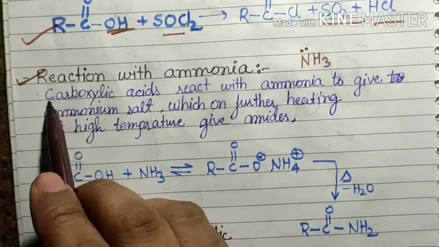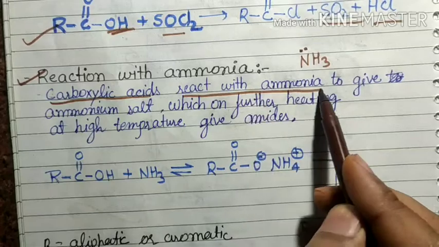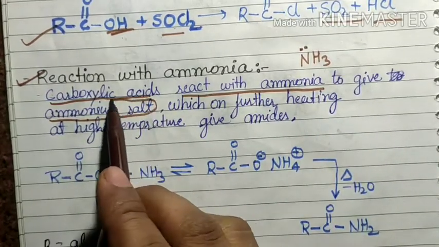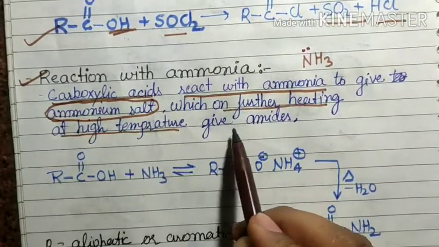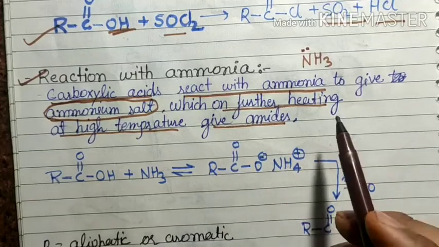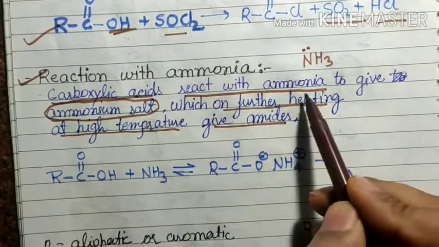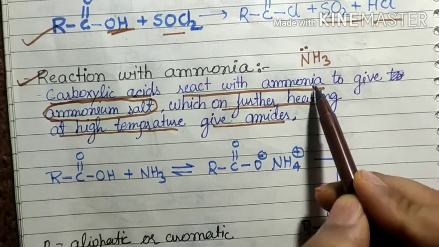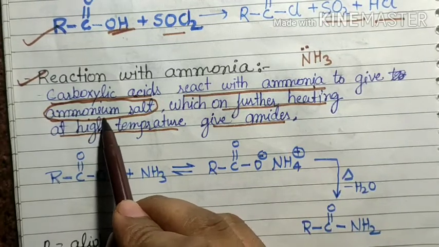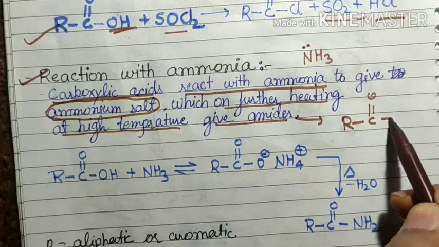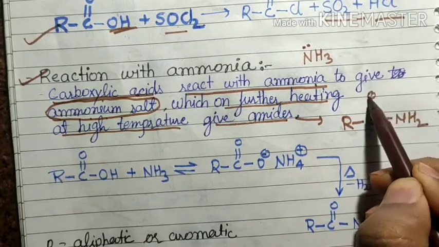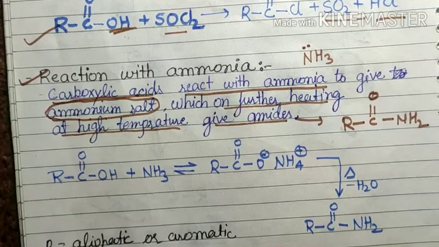So carboxylic acids react with ammonia to give an ammonium salt, which on further heating at high temperature gives amides. First you should know what the carboxylic acid is, you know about ammonia, and now we discuss the ammonium salt and the amide. Amide is R C double bond O and NH2. This group is called the amide group. So carboxylic acid reacts with ammonia to give amide via the ammonium salt.